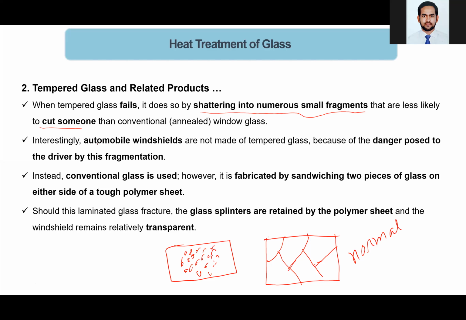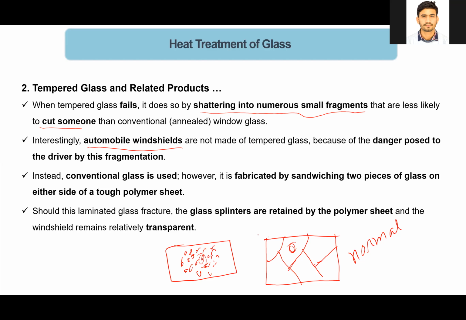And more interestingly, automobile windshields. Actually, in automobile windshields, tempered glass is much more beneficial in terms of affecting people, isn't it? Normal glass has a chance to cut people's hand or skin, but tempered glass is less likely to cut people.